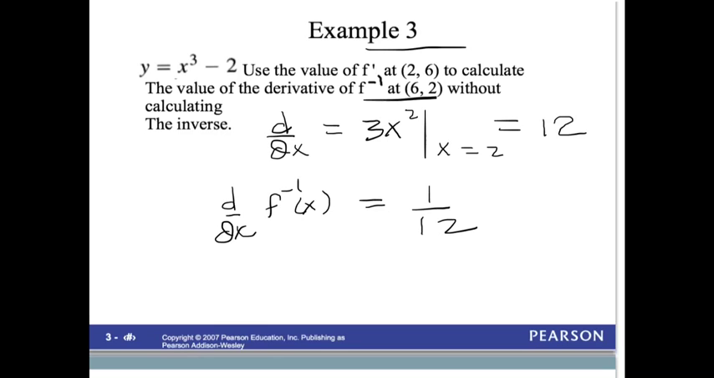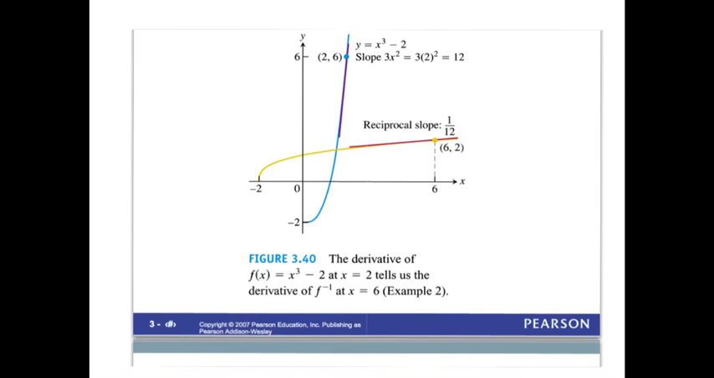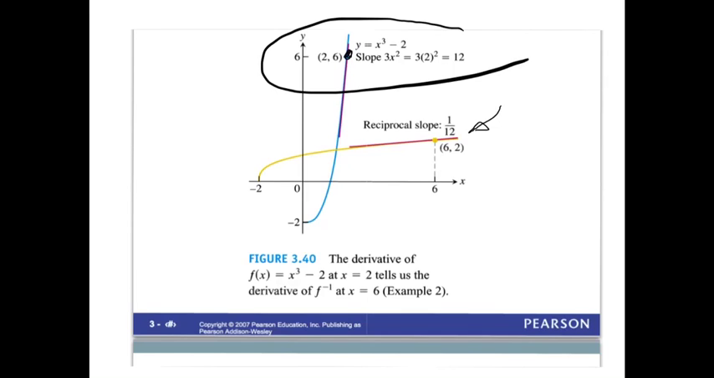And indeed, on the next page you can see the original function, y equals x cubed minus 2. The inverse function is plotted just by inverting the x and y values and plotting it, and you can see at the point (2, 6), where the slope is 12, at the point (6, 2) the slope is now 1/12.